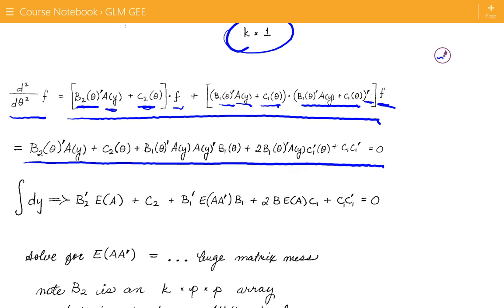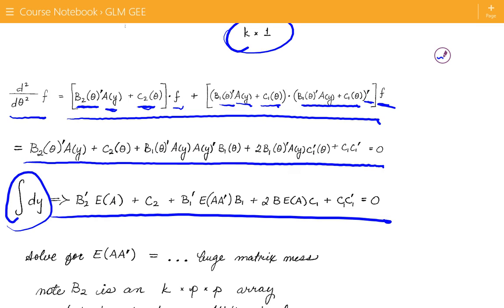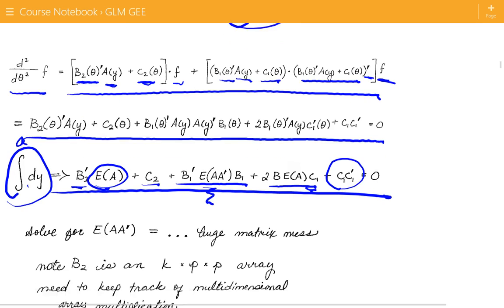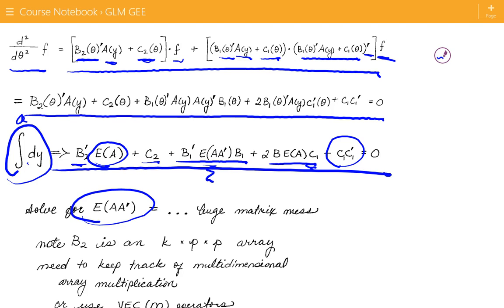This is equal to 0, as we had mentioned above about the second derivatives. And we can integrate what we have above, and we get the second derivatives times the expected value of A plus C times the B first derivative transposed, the expected value of A transposed times B, 2 times B times the expected value of A times the first derivatives of C, plus C transpose. And we can solve for the expected value of A transposed.